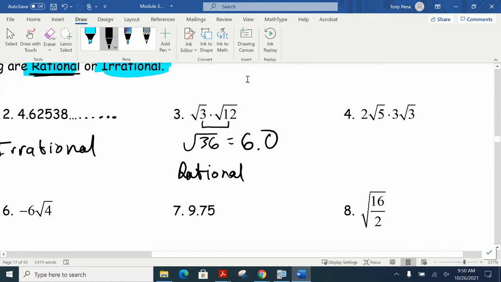For number 4, when we multiply these, you're going to do the 2 multiplied by the 3, since those are the numbers out in front. And that's going to give us a 6. And then we do the numbers underneath the radical, and then keep those underneath the radical, which is a 15.